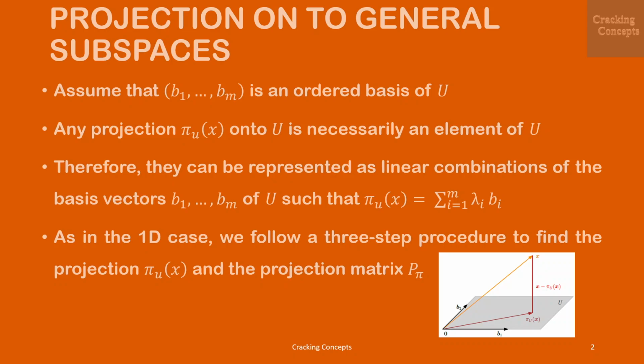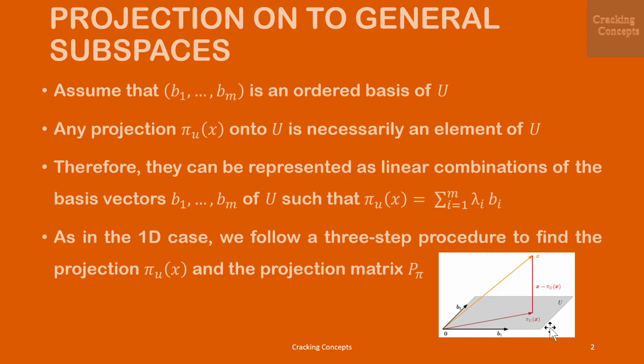Assume that the basis vectors b1 etc. bm is an ordered basis of U. Any projection π_U of x onto U is necessarily an element of U. Therefore, it can be represented as a linear combination of the basis vectors b1 etc. bm of U, such that π_U of x can be given by sigma i equal to 1 to m lambda i bi. As in the case of one dimension, we follow a three-step procedure to find the projection π_U of x and the projection matrix P_π.